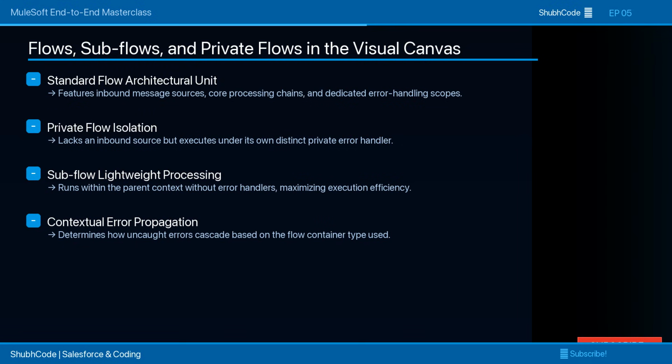In contrast, a subflow is highly lightweight. It has no source, no error handler, and runs entirely within the execution thread and transaction context of the calling parent flow. If an exception occurs inside a subflow, it immediately bubbles up to the parent's error handler. From an architectural perspective, you should use subflows for reusable, synchronous processing steps to minimize engine overhead. Use private flows when you need to isolate error handling or execution routing for specific business capabilities, and only use main flows to define external boundary entry points into your integration application.